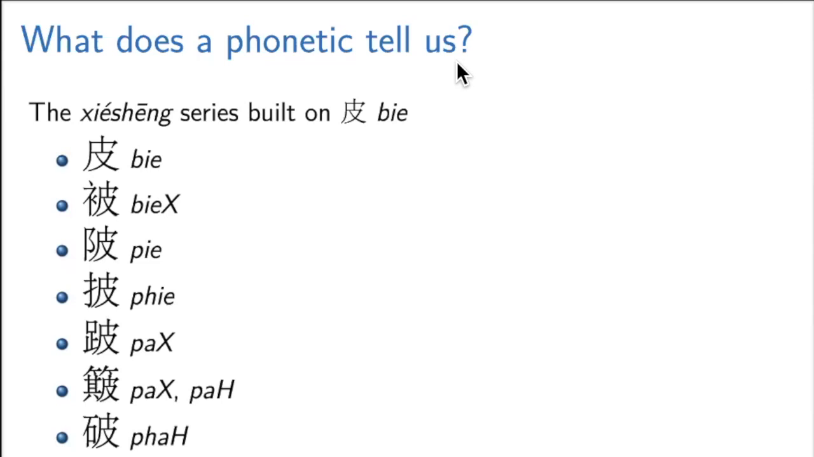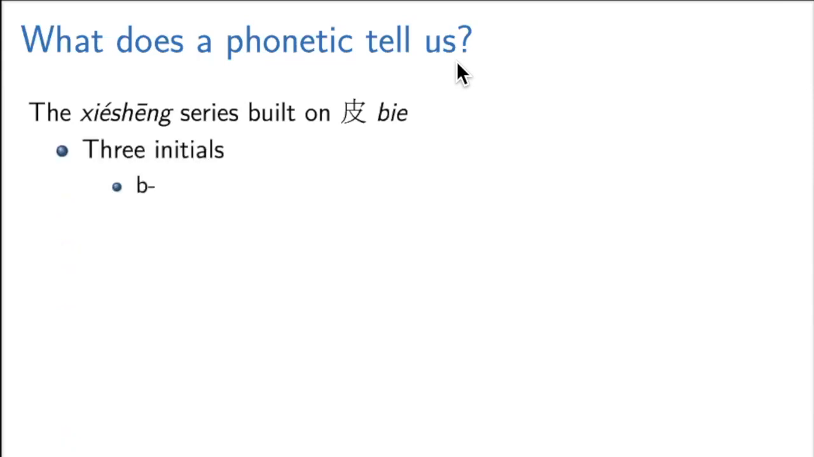Because here, I'll just go through it, we have B and P and PH. So clearly the phonetic is not telling us which one it is, but these all are obstruents with the same place of articulation. So maybe the phonetic in the character is saying bilabial stop. Whatever character I write with this phonetic starts with a bilabial stop. Maybe that's what it says.